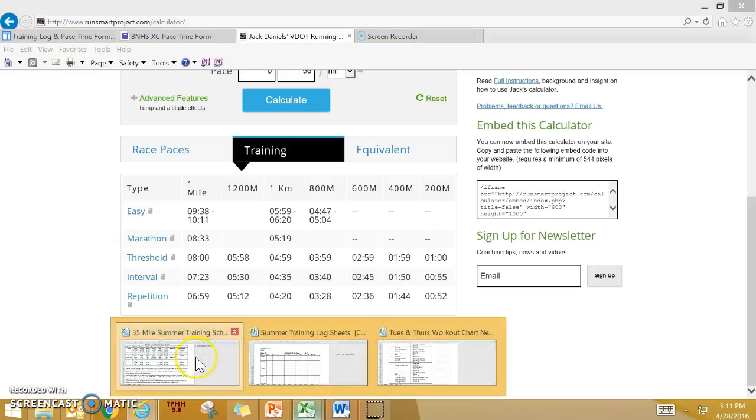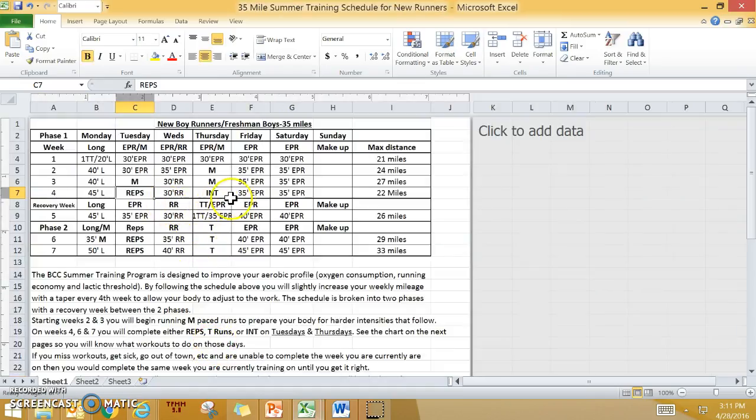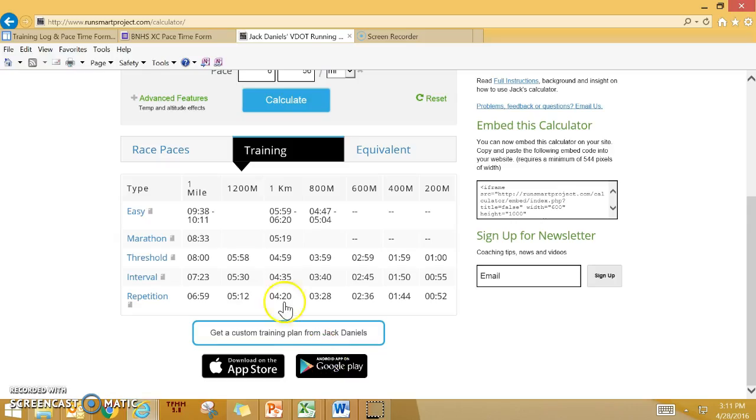So let's just say I'm looking at my schedule. Now it's Friday, and I have a 35-minute EPR. Okay, so I'm going to check again my easy run. The first number is my time for my EPR, 9:38 per mile. I'm running 35 minutes. I'm going to get almost 4 miles in. Okay, so 9:38 per mile. I'm going to get almost 4 miles in 35 minutes. So that tells me what to do.